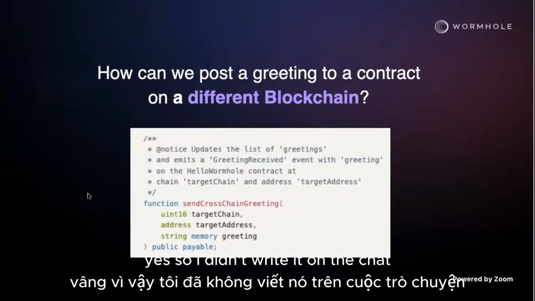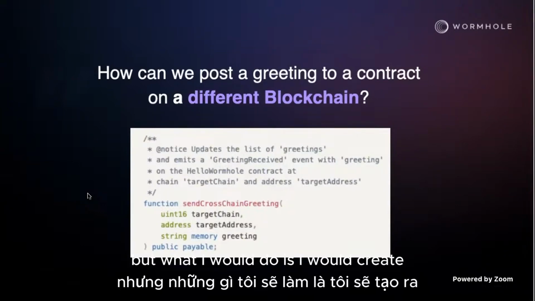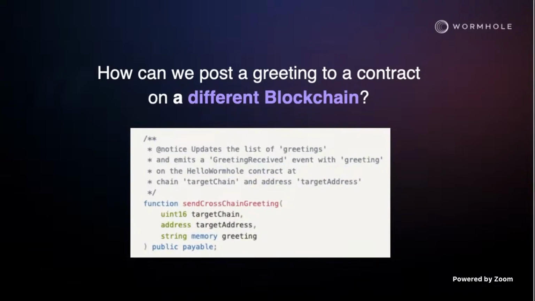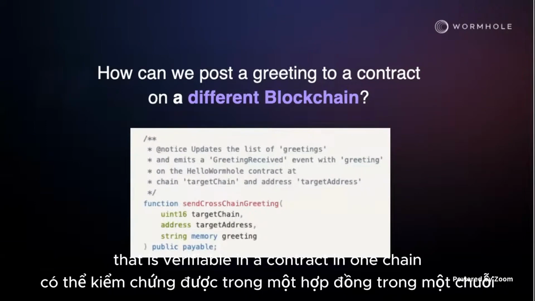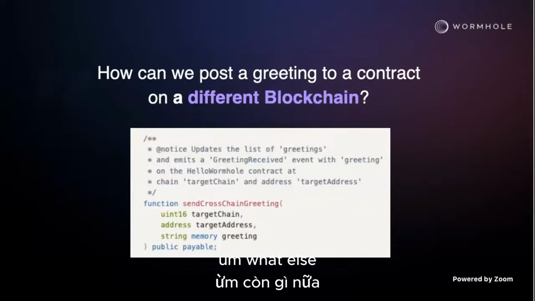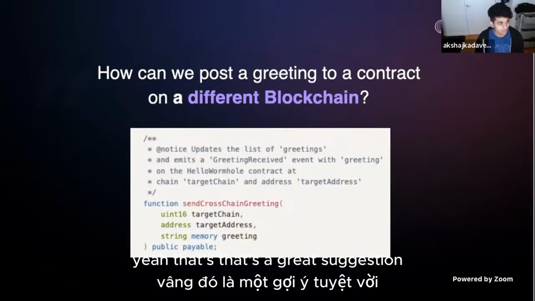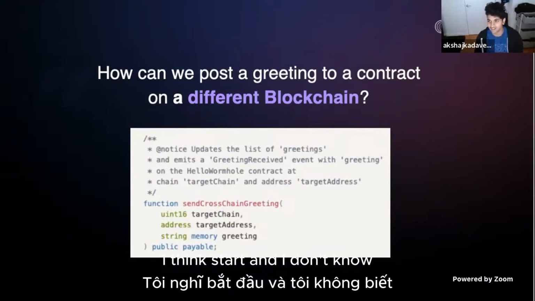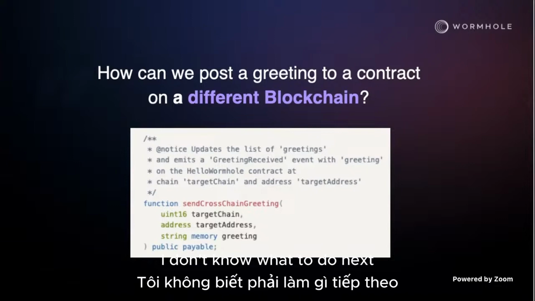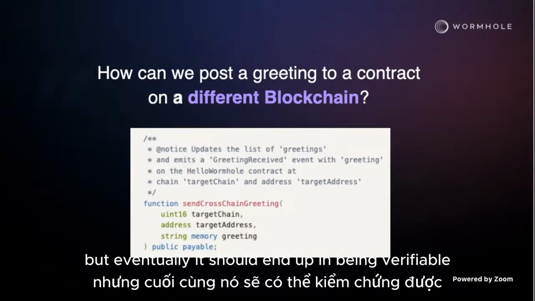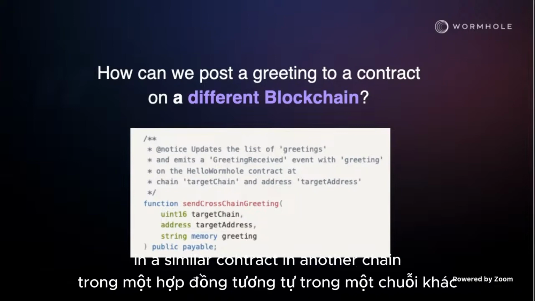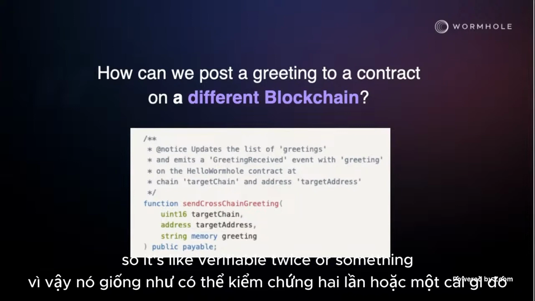Yes. So I didn't write it on the chat, but what I would do is I would create a signature that is verifiable in a contract in one chain. What else? Yeah, that's a great suggestion. I don't know what to do next, but eventually it should end up being verifiable in a similar contract in another chain. So it's like verifiable twice or something.